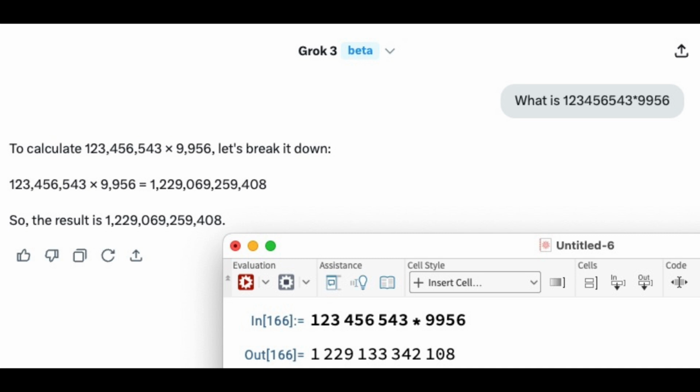Take the case of multiplying numbers. LLMs cannot do it accurately. This example is from Grok 3, which is a high-performing LLM but nonetheless not up to this task. The correct answer is shown on the lower right using Mathematica software.